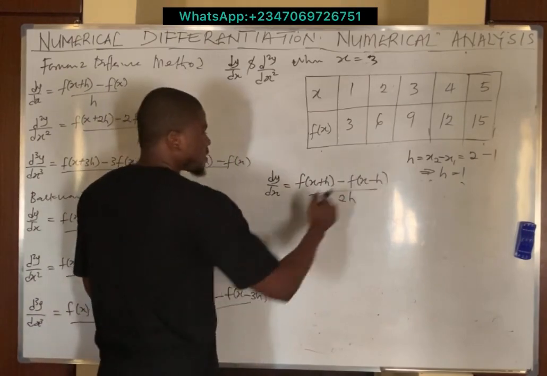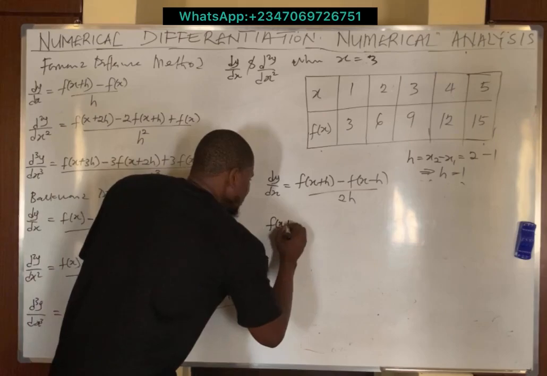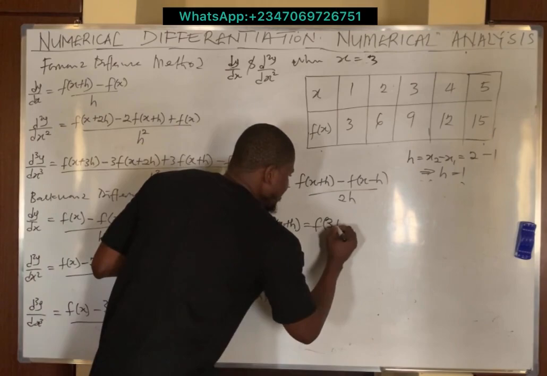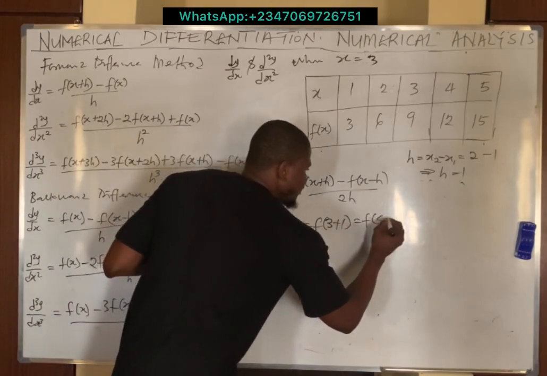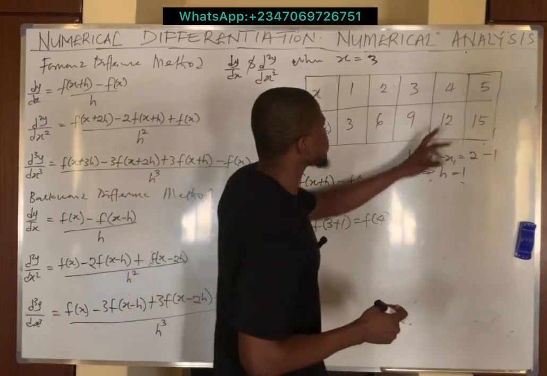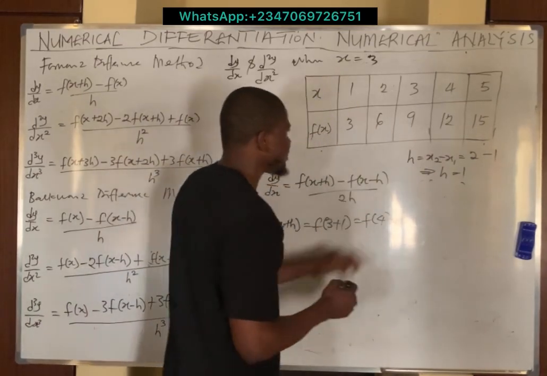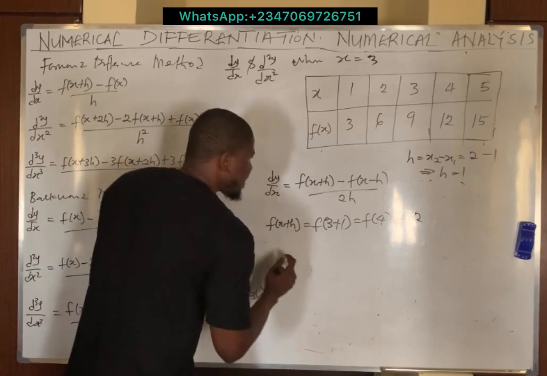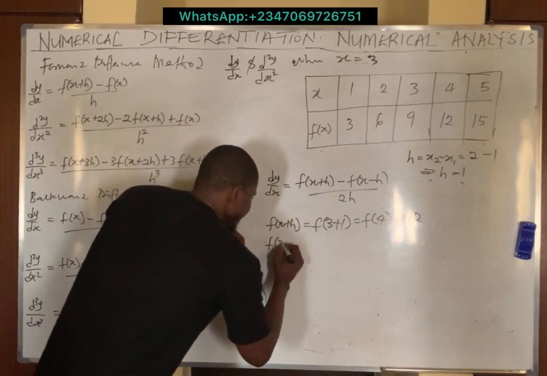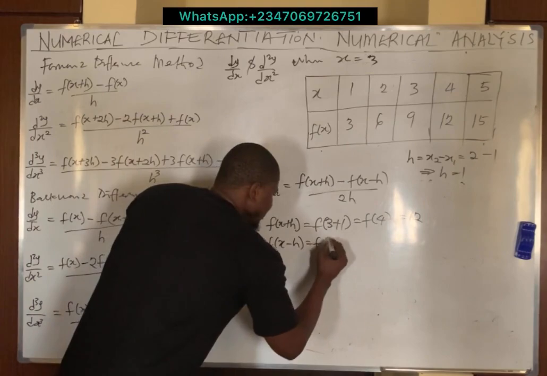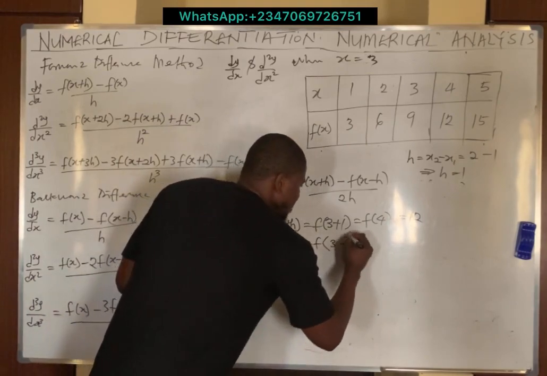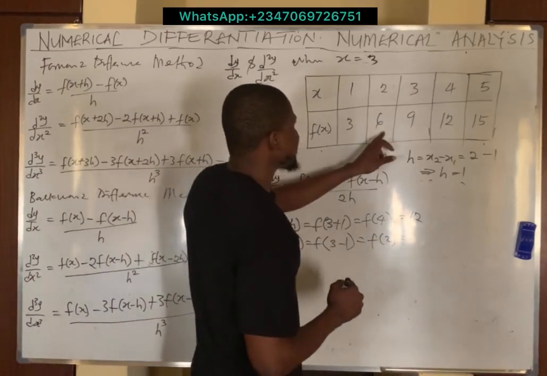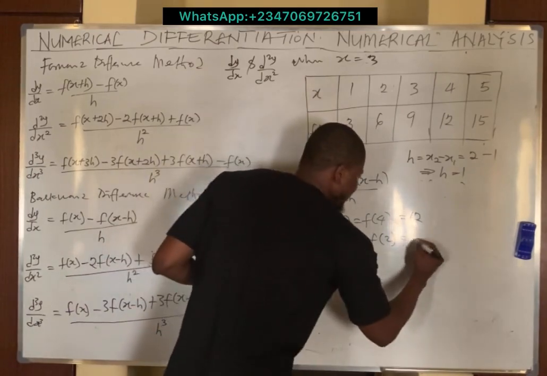So we simply find f(x + h). The interval remains the same, 1. So f(x + h) is equal to f of x, the point of interest, which is 3, plus h, which is 1. That is simply f(4). So when x is equal to 4, the value of y is 12. So f(4) is simply 12. Again, you find f(x - h). So f(x - h) equals f of 3 minus 1. That is simply f(2). So when x is 2, what is y? The value is 6. So you have this to be 6.